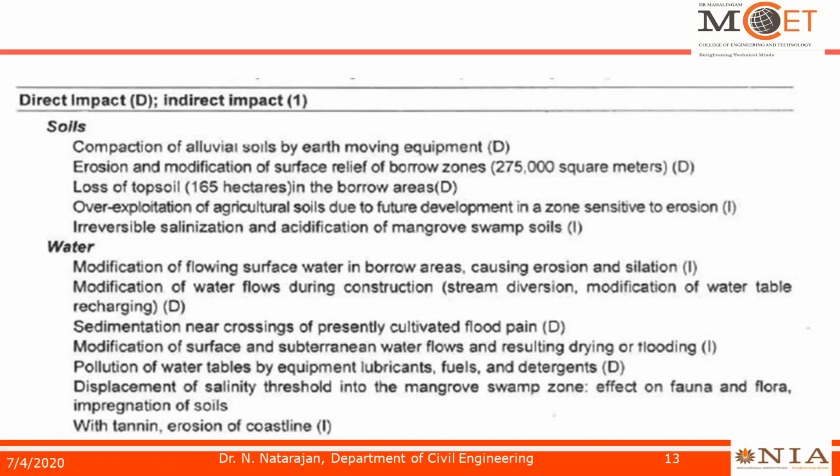Another indirect impact will be irreversible salinization and acidification of soils, right? So irreversible salinization means what? Salinization is when the soil is affected by salts. When you have a lot of salt content in the soil and you're not able to bring the soil back to its original quality, it is irreversible salinization.